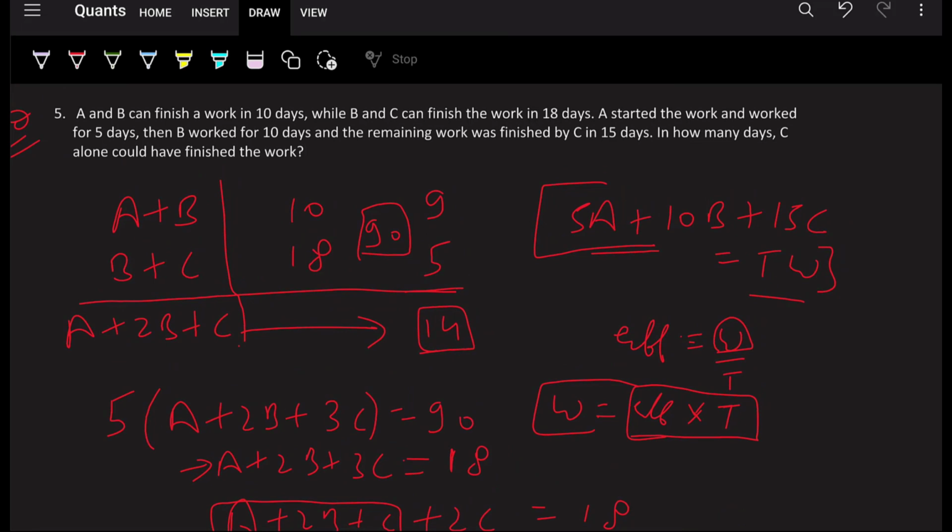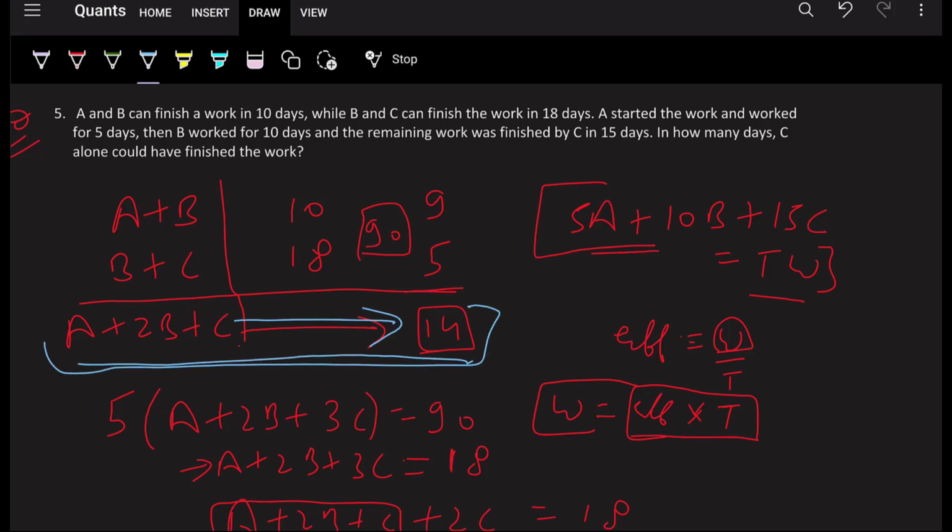So I am making the table for A plus B and B plus C. Now it is given that 10 and 18 days. So I have taken the LCM of 10 and 18 as 90. So I have found out the efficiency of A plus B as 9 and B plus C as 5, by 90 divided by 10 and 90 divided by 18. Now I have combined the efficiencies of A plus B and B plus C. So it will come as A plus 2B plus C, and the combined efficiency will be 9 plus 5, which is 14. So this is one result.